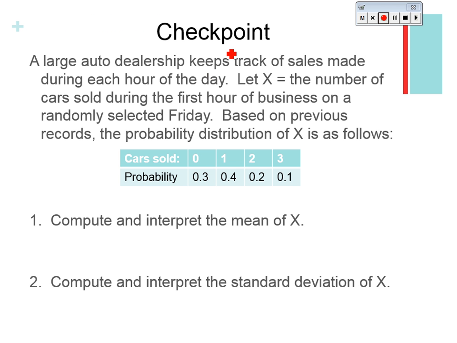So, checkpoint question here, and I'll give you a few minutes to do this on your own. The question says, a large auto dealership keeps track of sales made during each hour of the day. Let X equal the number of cars sold during the first hour of business on a randomly selected Friday. Based on previous records, the probability distribution of X is as follows. They expect to sell 0 cars with a probability of 0.3 in the first hour of a randomly selected Friday. They expect to sell 1 car with a probability of 0.4. 2 cars, the probability would be 0.2. 3 cars, the probability would be 0.1. So take a moment and see what you can do with the mean and the standard deviation for this on your own.